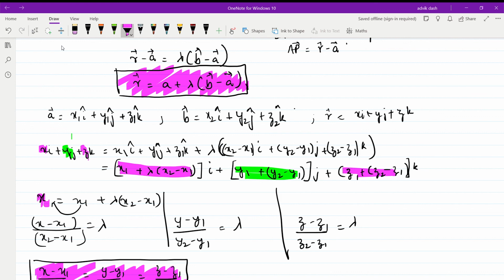Follow this up with examples number 7 and 8 from your NCERT textbook, and it will make your concepts more clear. Thank you.